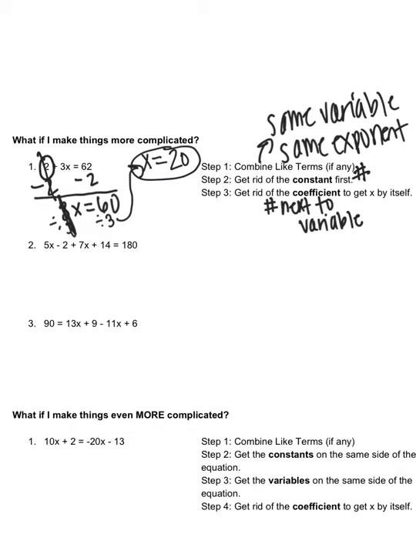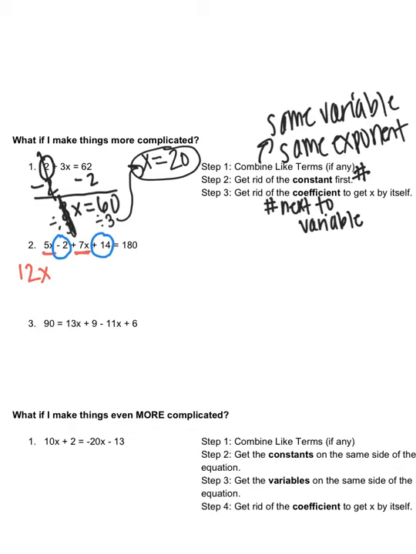So we have 5x and we have 7x. 5x plus 7x, that's going to combine to give me 12x. And then I can see that I have negative 2 and I have positive 14. Those two things are both constants, which means I'm allowed to combine them, right? They don't have a variable and they don't have an exponent, so I can just combine them. Negative 2 plus 14 is positive 12.